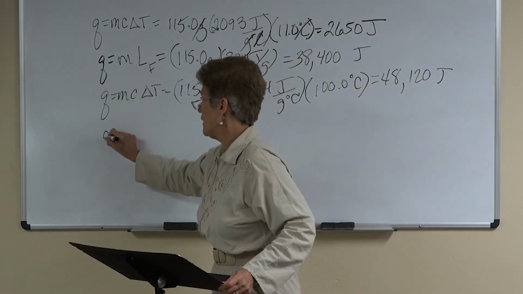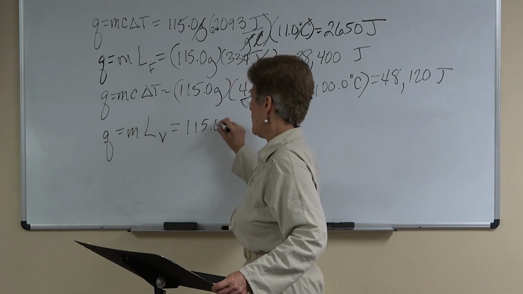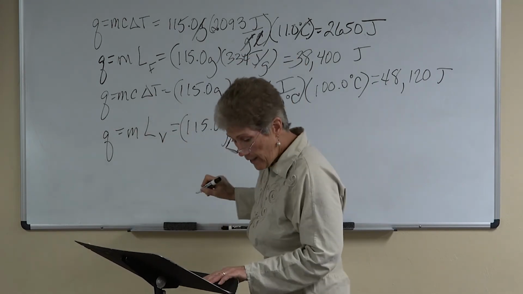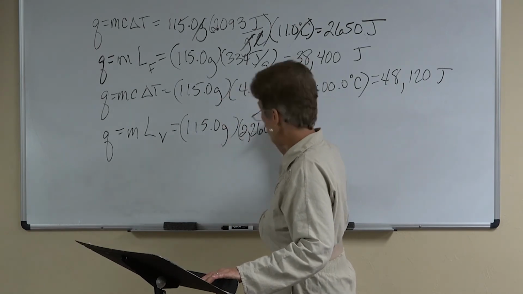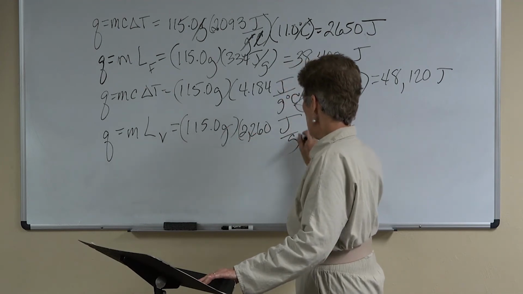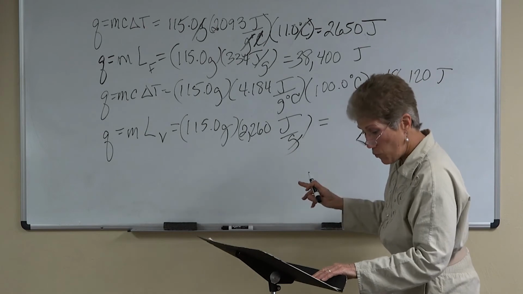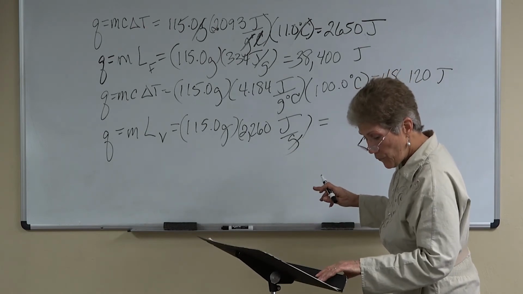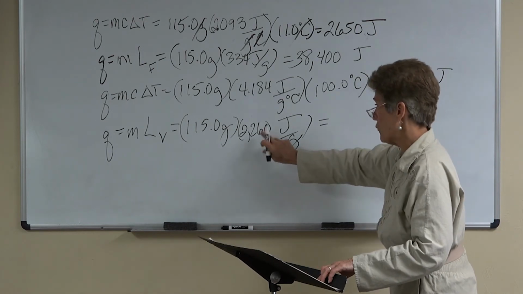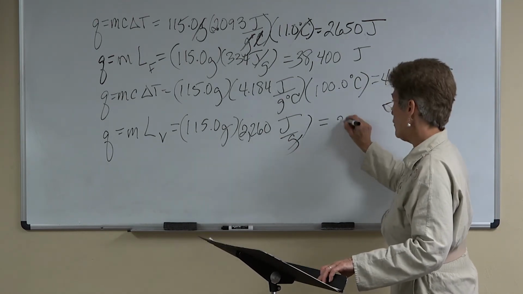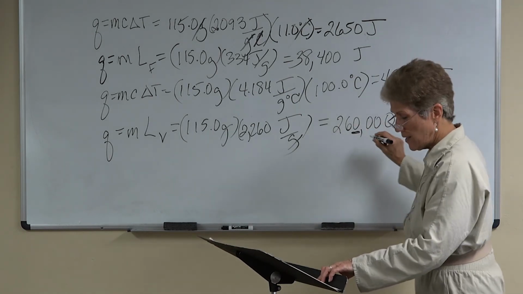And now we want to vaporize it. So we're just going to go back to this one, the mass times the vaporizing. So we have 115. And the latent heat for vaporization is given to us. Grams will cancel. We'll be left with 4 significant figures. I'm so sorry, 4 significant figures. No, that's 3 significant figures. 3 significant figures. So it's going to give us 260000, but this one is the last significant figure.